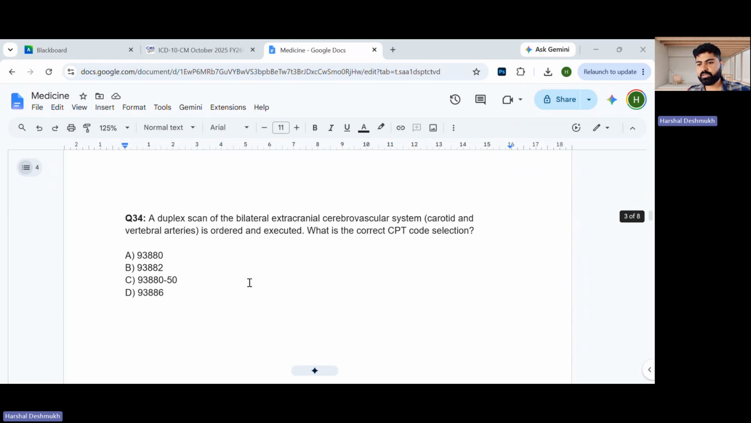Moving on to the next question. A duplex scan of the bilateral extracranial cerebrovascular system is ordered and executed. What is the correct CPT code for this particular selection?